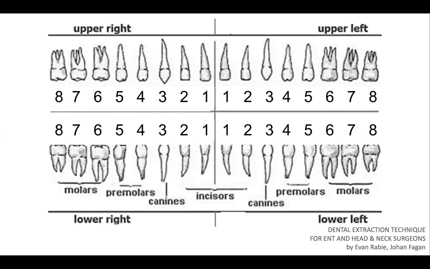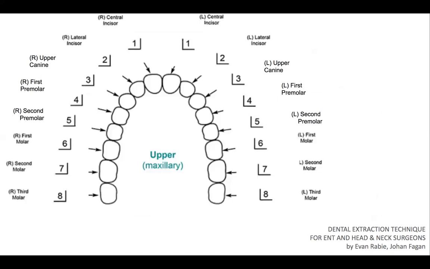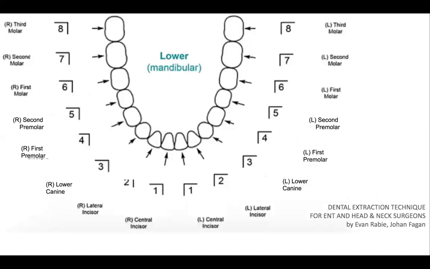In the middle, we have incisors, so we have central incisor and lateral incisor. After the incisor, we have canine. After canine, we have premolars, first premolars and second premolars. And then after that, we have 3 molars: first, second, and third molars. We have upper teeth, which are closer to our maxillary bone, and lower teeth, which are closer to our mandibular bone.